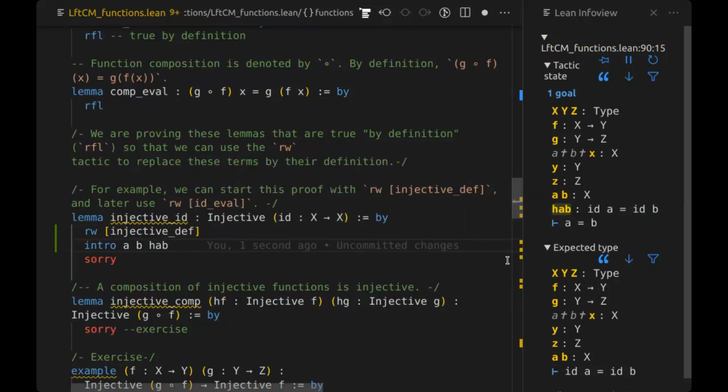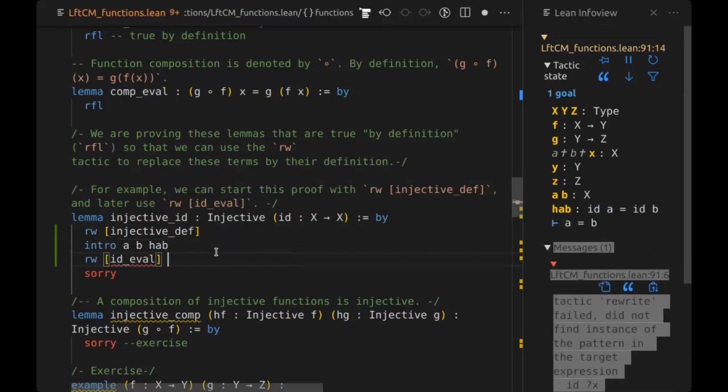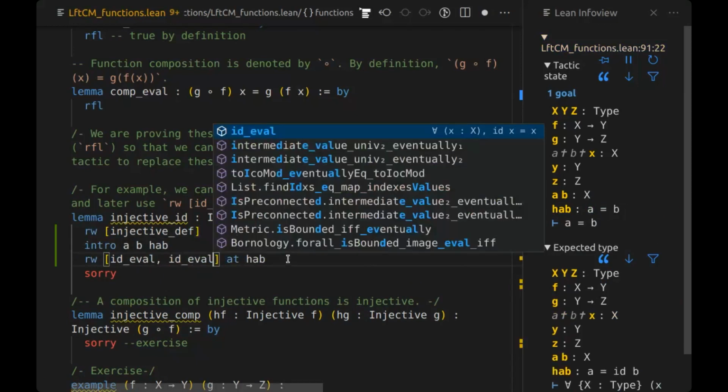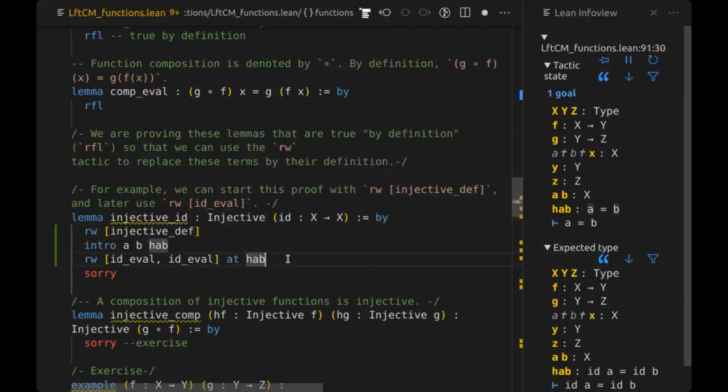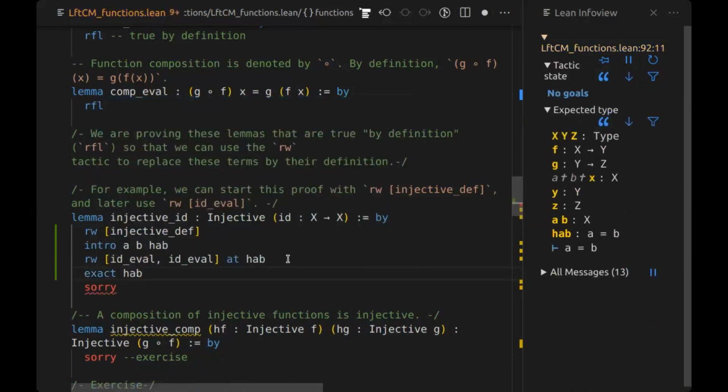Okay, so what I can do next is I can also rewrite the definition of the identity function in this hypothesis HAB. So I can do rewrite id_eval at HAB. So if I do this, this is going to change the first appearance of the identity. So we get A is equal to the identity applied to B, and then I do it again to also replace the right-hand side. Now HAB is exactly what I want. So I can just do exact HAB.